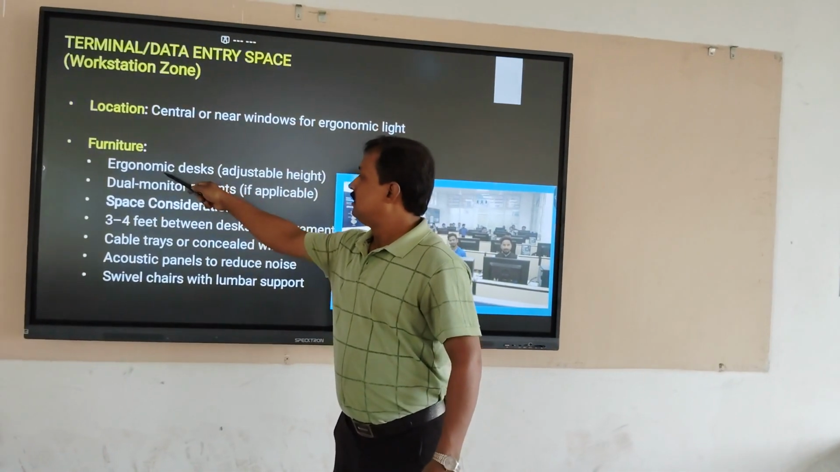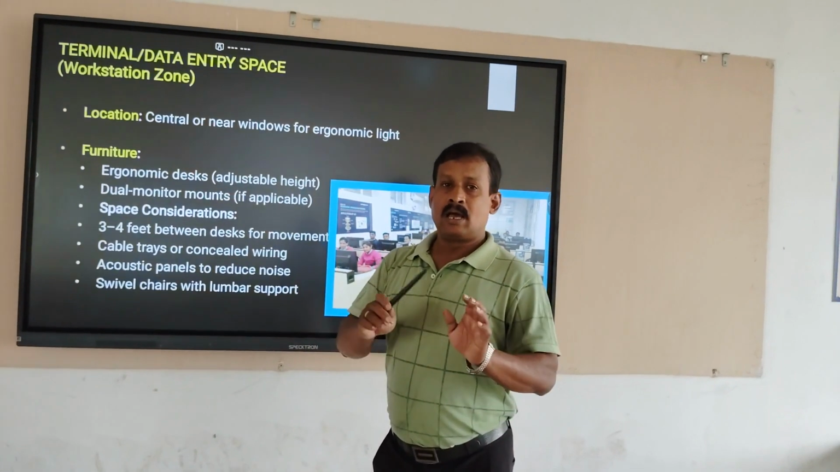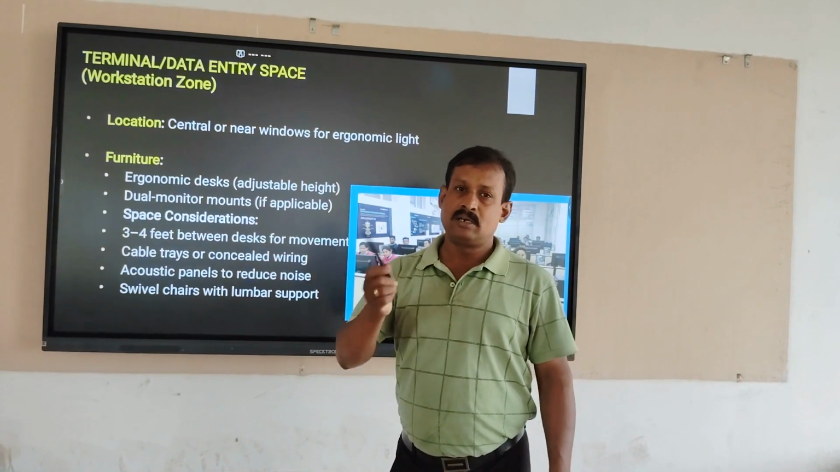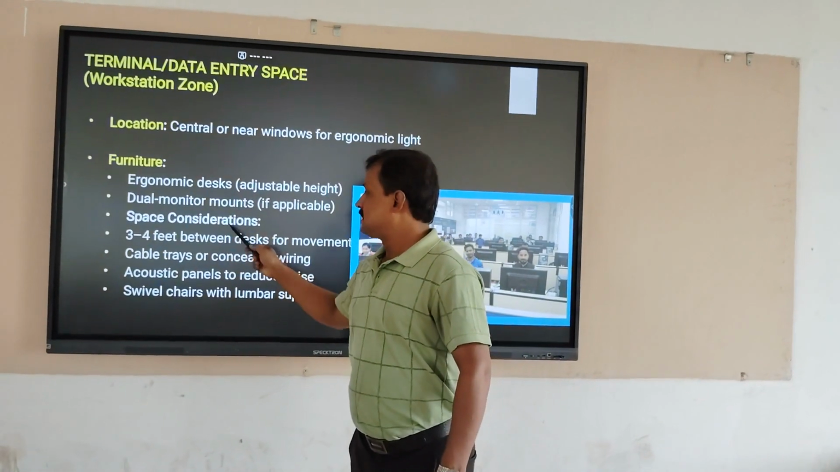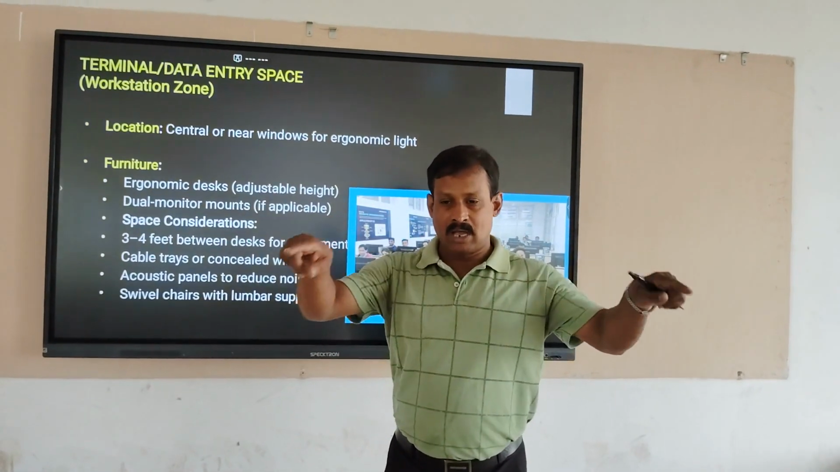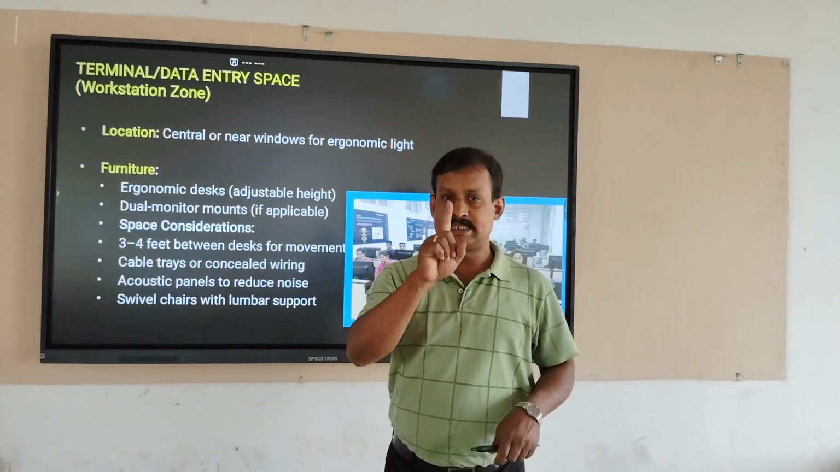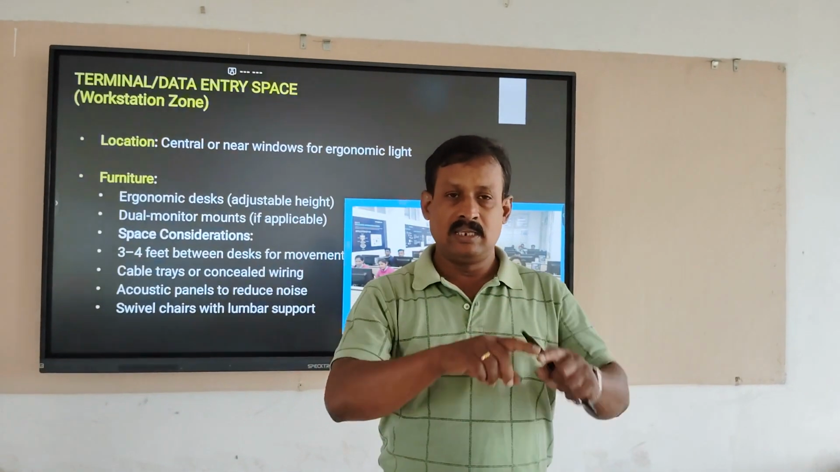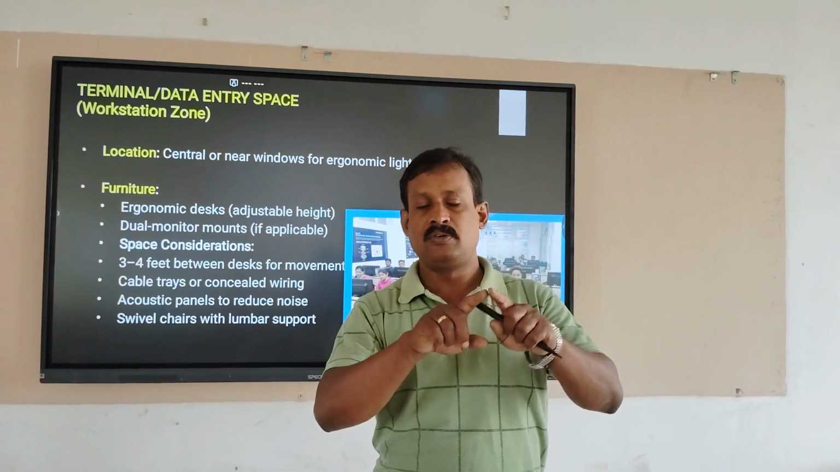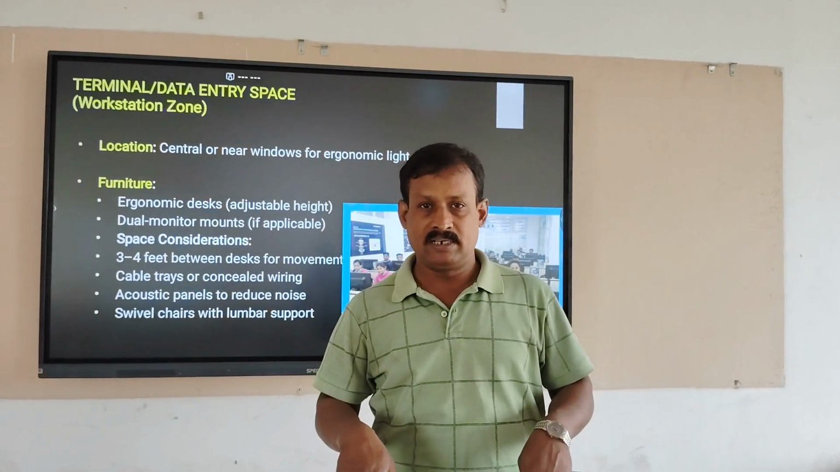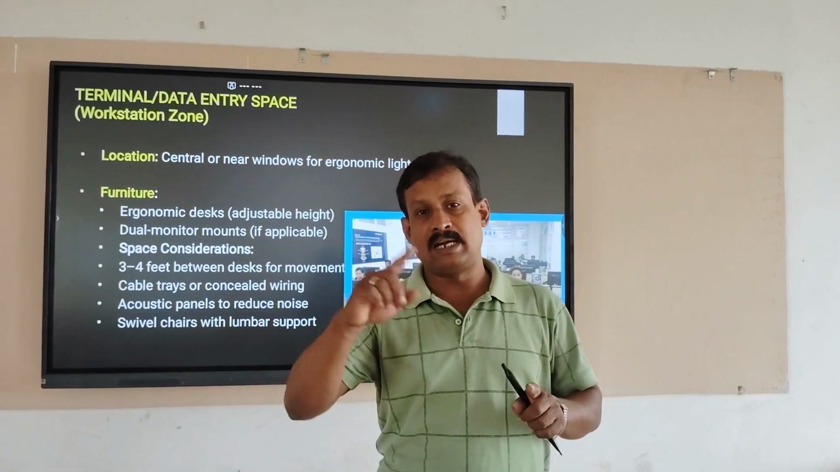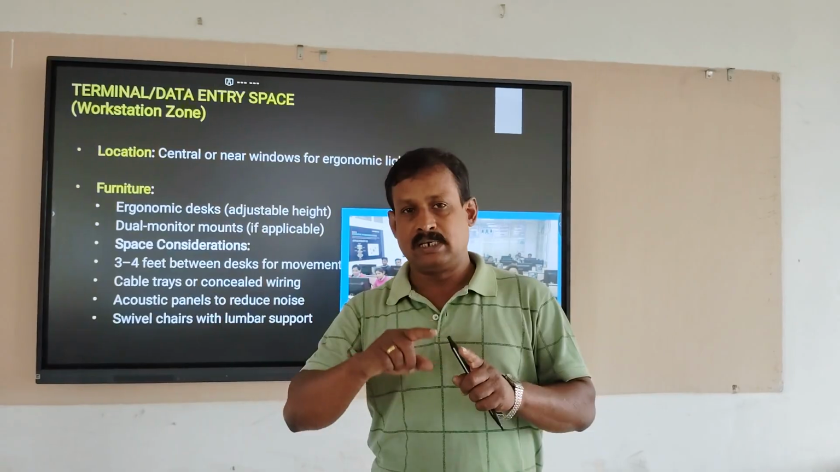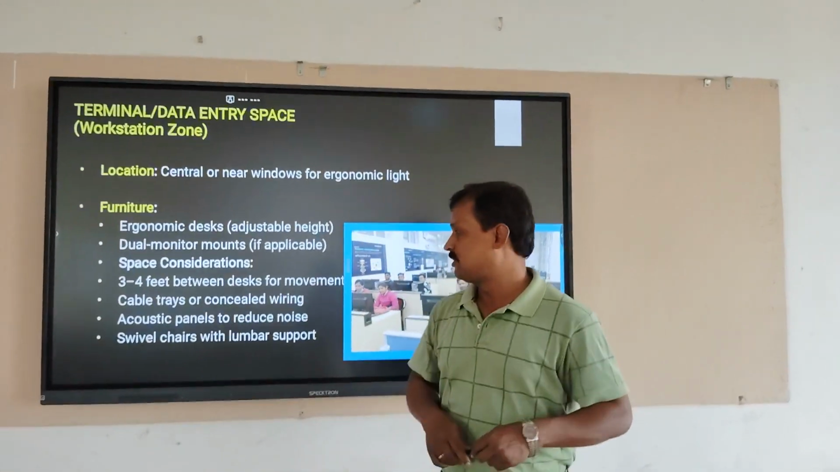Furniture means desk, कहाँ पे हम लोग उसको रखेंगे? Dual monitor: is a dual monitor necessary, or a single monitor? Then space consideration, मतलब how much space we require for a single user. If we have 30 systems, and for one user we require 4 by 4 feet of space, then for 30 systems, 4 by 4 means 16, into 30. We should require that much space.